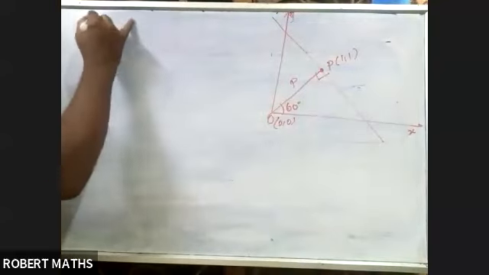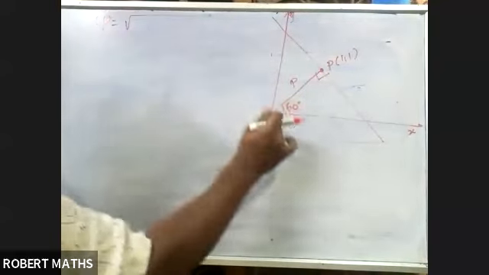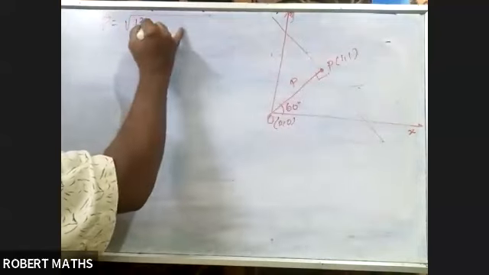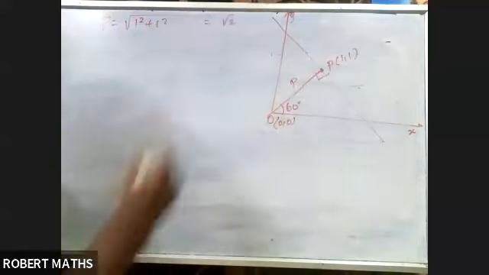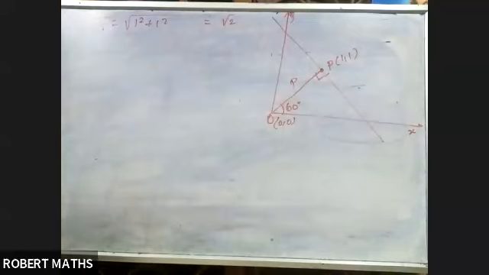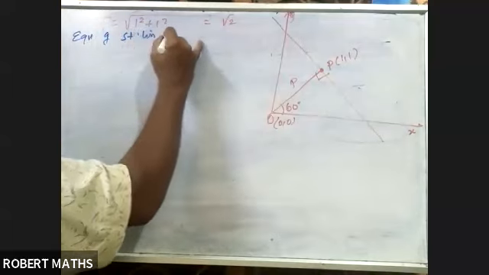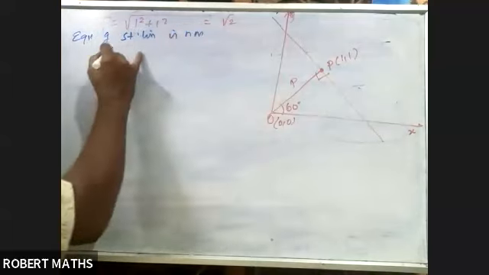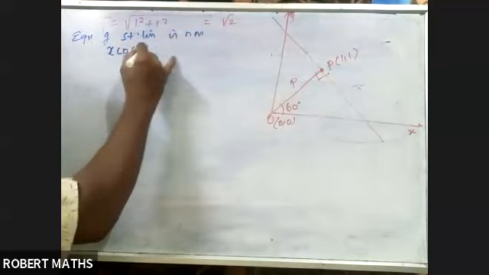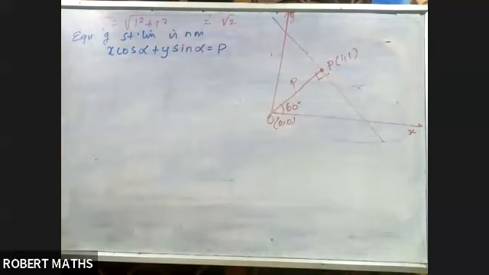So we can find out OP. Your OP is the square root of (1 minus 0) whole squared plus (1 minus 0) squared, 1 square plus 1 square, which is equal to √2. Now I know this formula. Yes, normal form. What is the equation of a straight line in normal form? What is the formula? Perpendicular form. I have given that equation of a straight line in normal form: x cos alpha plus y sin alpha equals p.